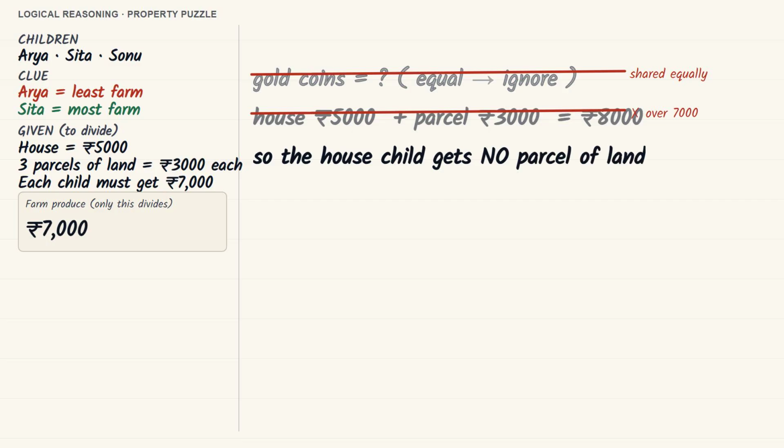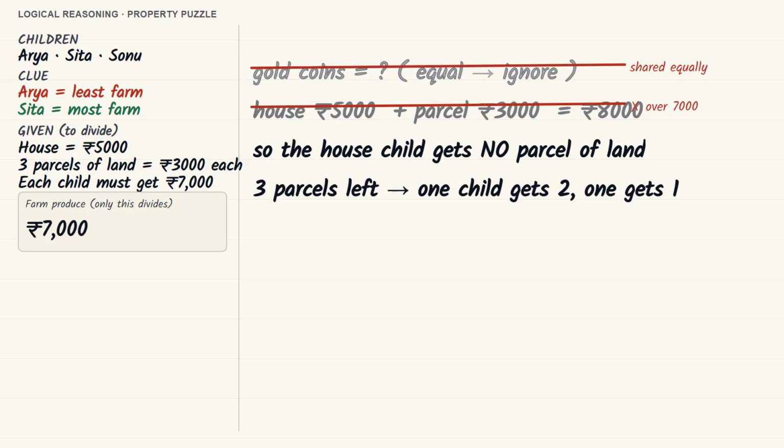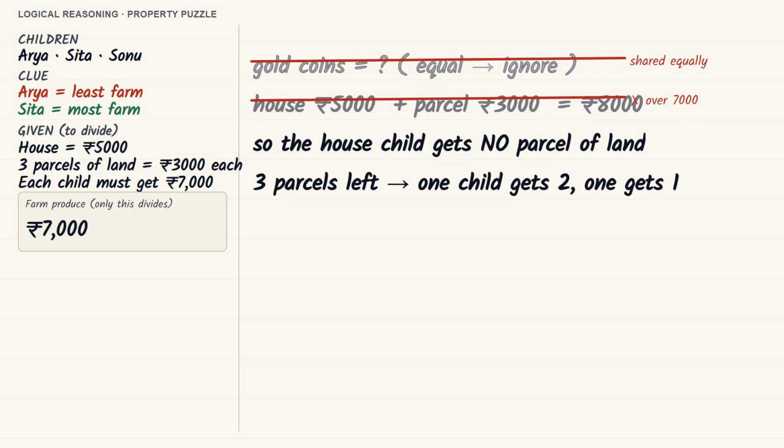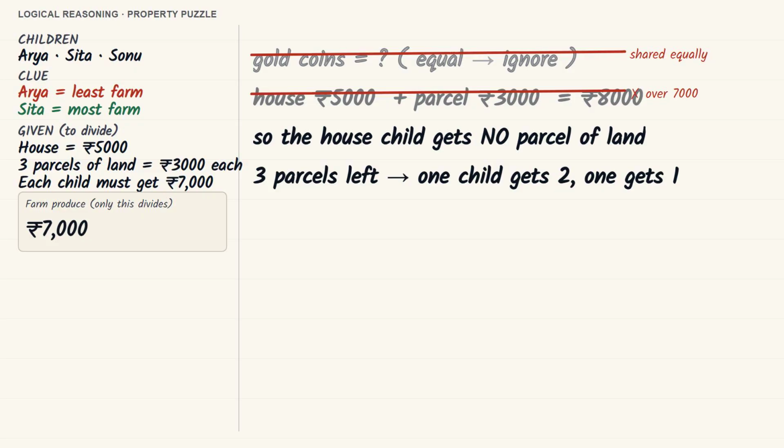That leaves 3 parcels for the other 2 children. One child cannot hold all 3, that would be 9,000. So one child gets 2 parcels and the other gets just 1. Good. So we have 3 children only by what they hold. One with 2 parcels, one with 1 parcel, and one with the house. Let us now find each child's farm produce one by one.